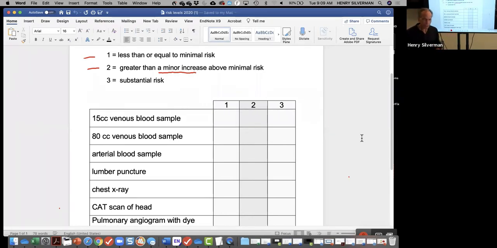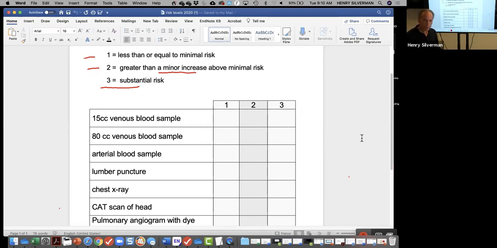And it's important to get that out, because the regulations for children, at least in the US, has this phrase, a minor increment above minimal risk. So I think it might be useful to see what procedures we think might be considered a minor increment above minimal risk. And then a procedure that has substantial risk, though it's still a procedure we would allow to be performed in research.